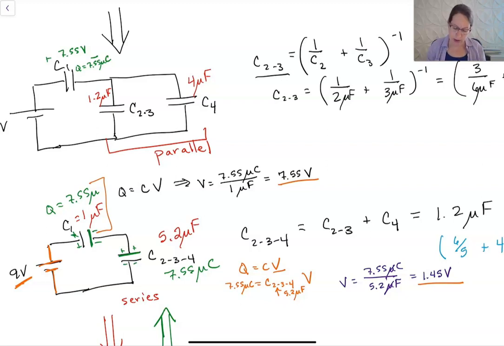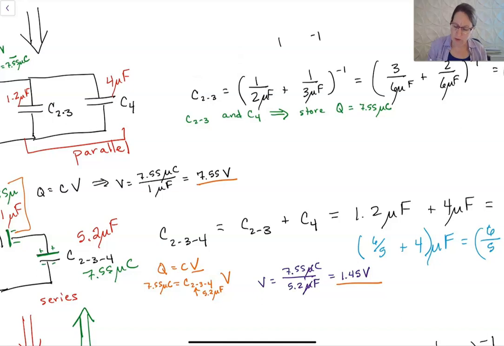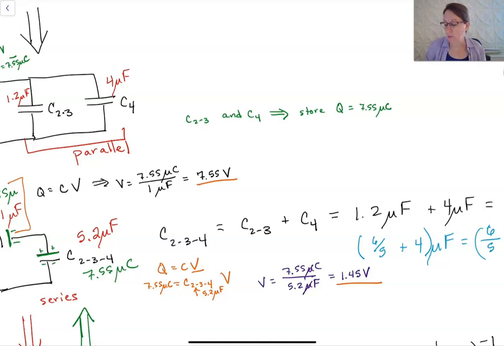Now we know that across both of these parallel capacitors, C23 and C4 together store this charge. Now they've split up the charge because they don't have the same charge, but altogether they're going to store a total charge, a Q, across all of them of this 7.55 microcoulombs. So we found our equivalent capacitance, so we don't need this anymore. And we're going to just keep working our way through this.